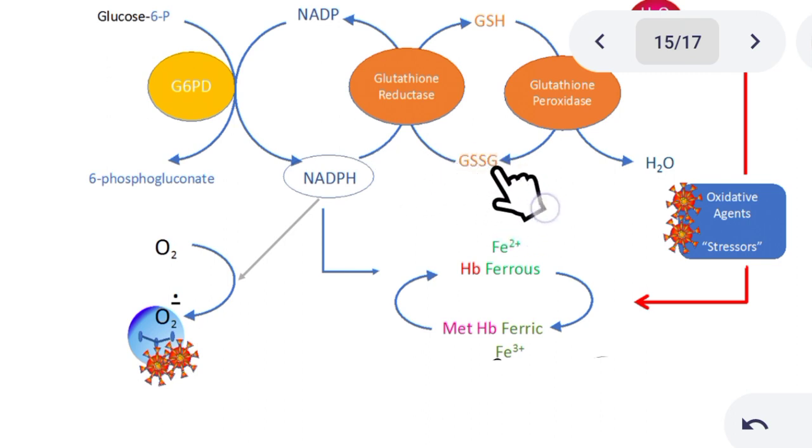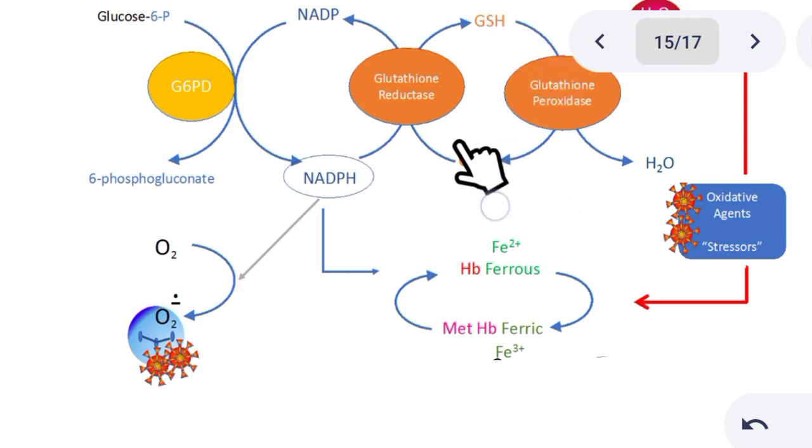Glutathione normally exists in its oxidized state. It has a disulfide bond there. We can see this is sulfur and this is sulfur, and G represents glutathione. These sulfurs form a disulfide bond, and in that state we say it is oxidized. For glutathione to work, it needs to be in its reduced state, GSH. So it needs to have that thiol group. SH is a thiol group.